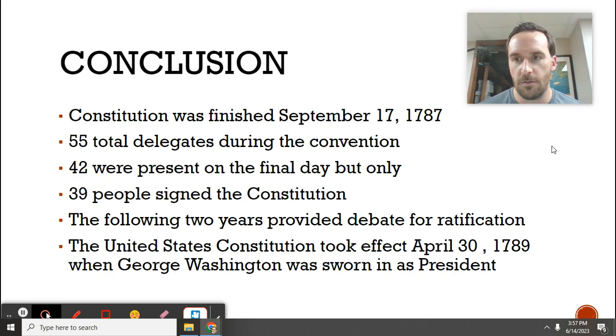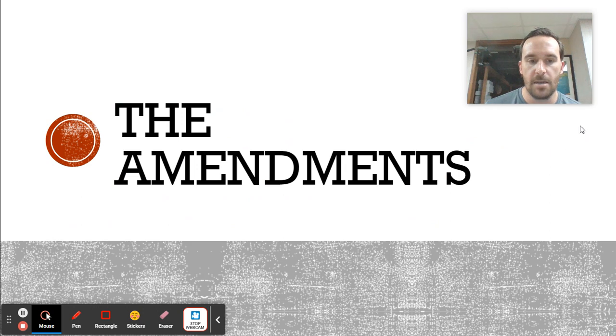This slide is not in your notes, though. That's just to kind of put a bow on the Constitution. But if you think back to our first unit, you know that even though the Constitution is over, there's a little bonus part of the Constitution called the amendments. We're going to talk about the first 10 today. You're going to need to know them in order to pass the Constitution test.